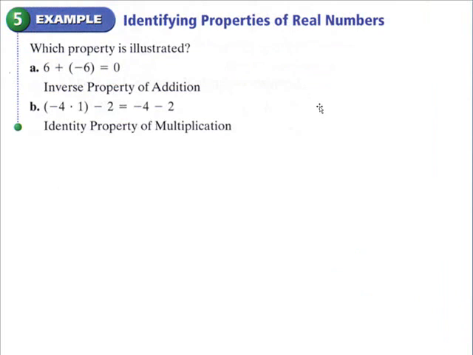Let's identify properties of real numbers. Right here we have 6 plus negative 6 is equal to 0. So 6 plus negative 6 is equal to 0, so that's the inverse property of addition. Over here you have negative 4 times 1 minus 2 is equal to negative 4 minus 2. This is the identity property of multiplication.